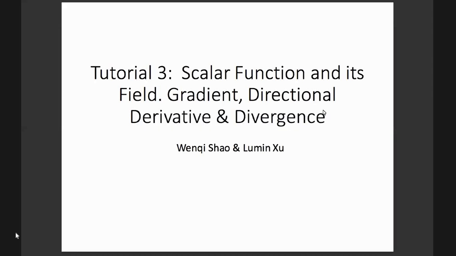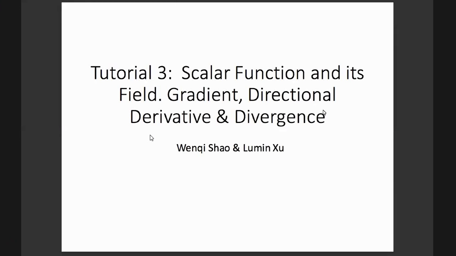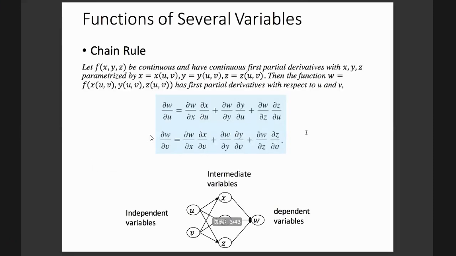In tutorials, I prefer to introduce some exercise. Now, first, let's look at the chain rule.